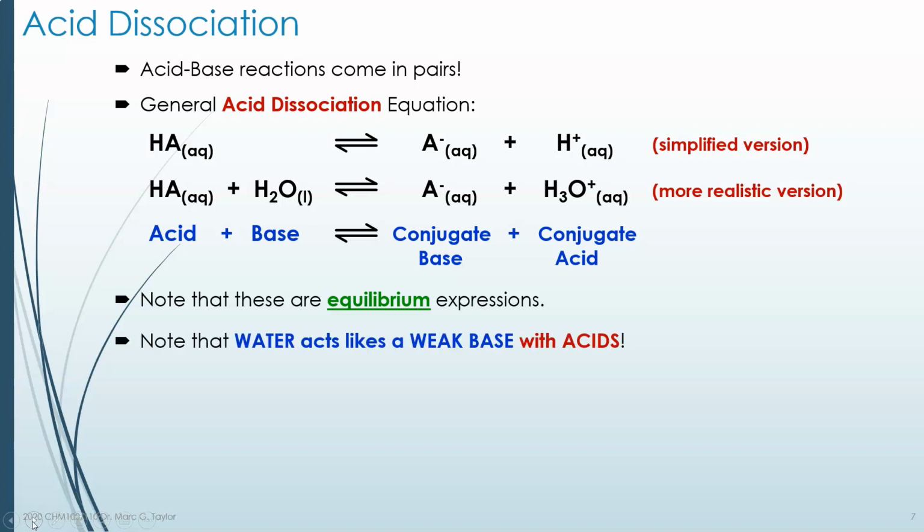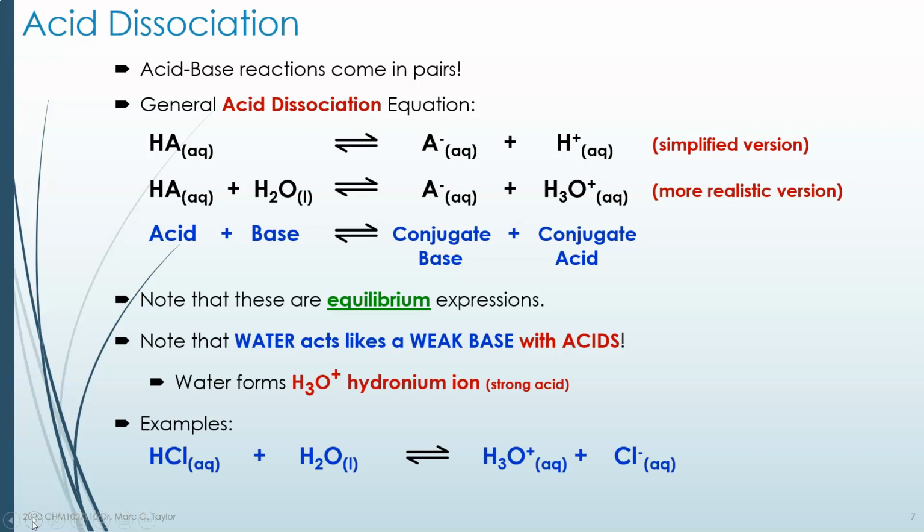Water, as I mentioned, can act like a weak base if there's no other base added to the acid. So water will form the hydronium shown above. And the example of that I've already shown you is HCl plus water makes hydronium ion, not just the free proton, and chloride, which is what's left over of your HCl, your hydrochloric acid. Another one would be sulfuric acid, which is another strong acid. Both of these are strong acids.